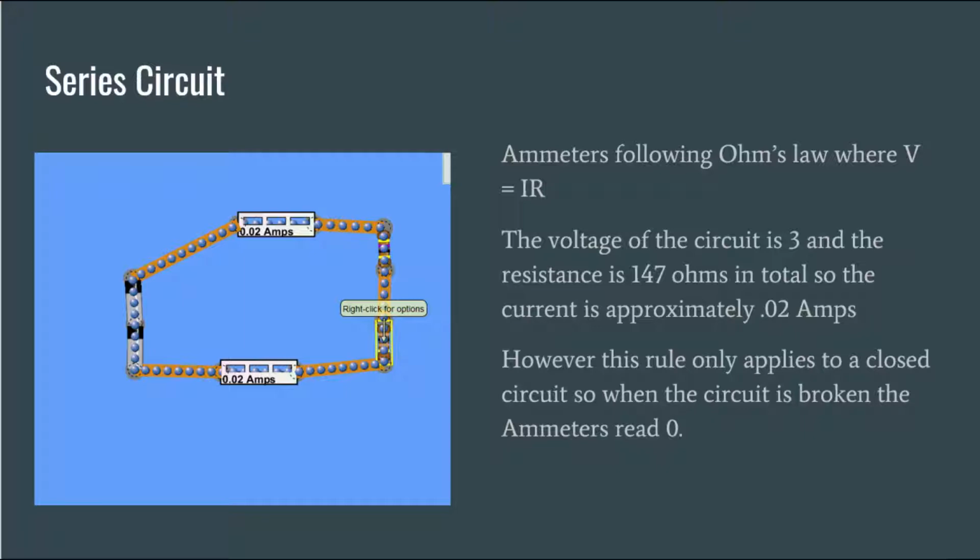However, it only applies to a closed circuit, so if you remove one of the ammeters, you do not have a complete circuit anymore. So if you measure the voltage there, then the ammeter is going to read 0, and the change in voltage is going to be 3 volts.